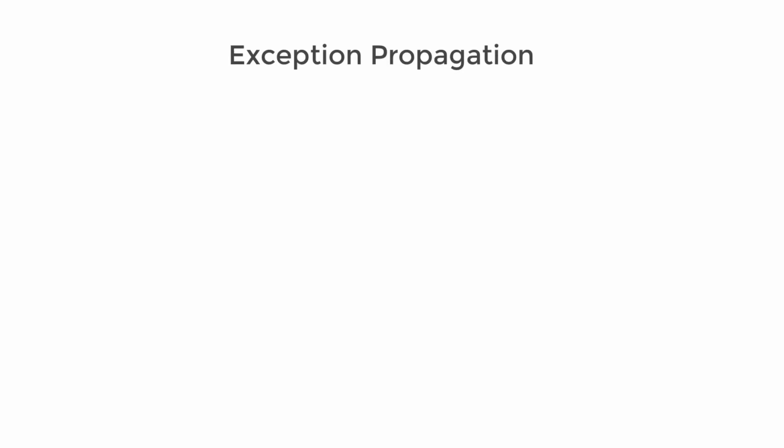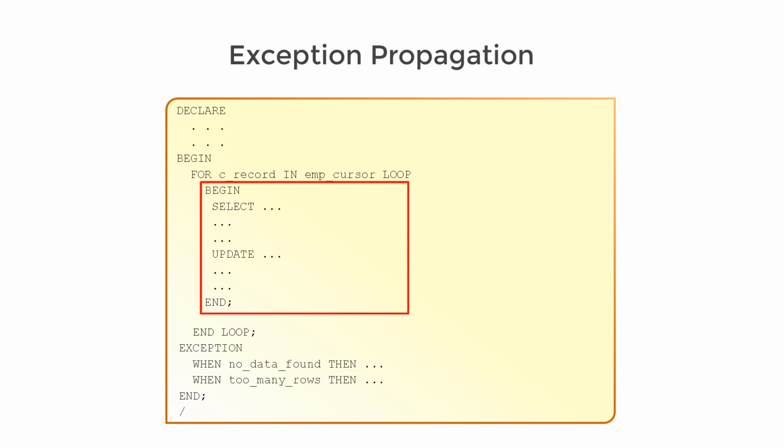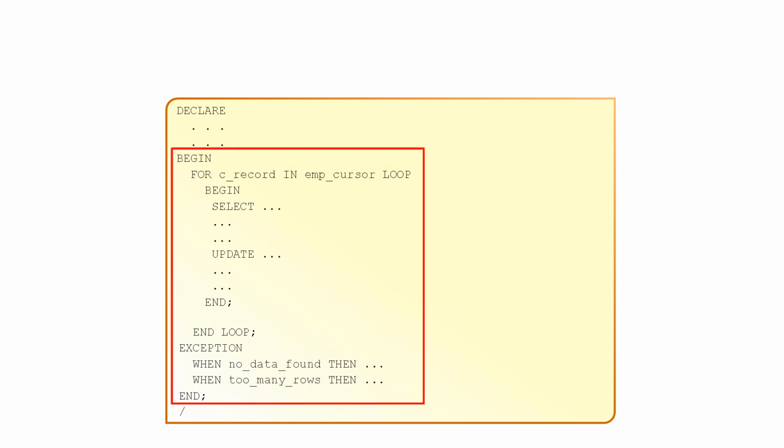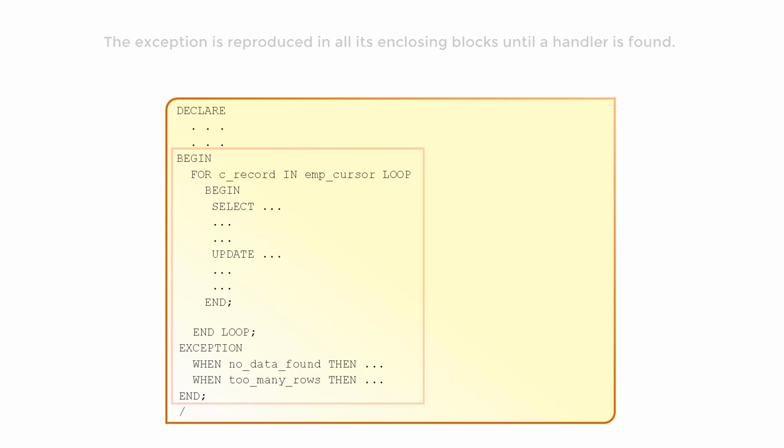Let's understand what is meant by exception propagation. Consider a PL/SQL program having subblocks as shown on the screen. Suppose an exception is raised in the subblock. PL/SQL looks for the corresponding exception handler in the subblock. But when it does not find one, it raises the exception again in its parent block or the enclosing block. It then looks for a handler in the enclosing block. Thus, the exception is raised in all its enclosing blocks until a handler is found.